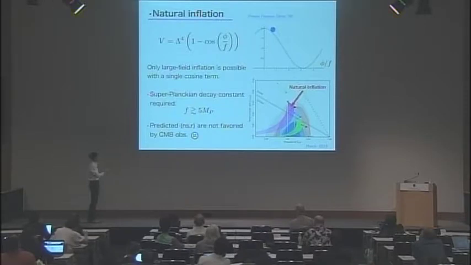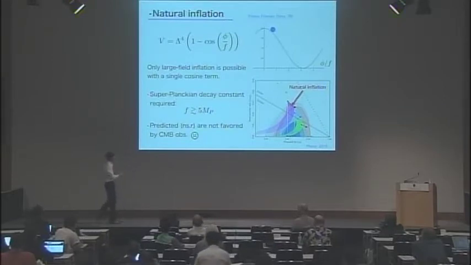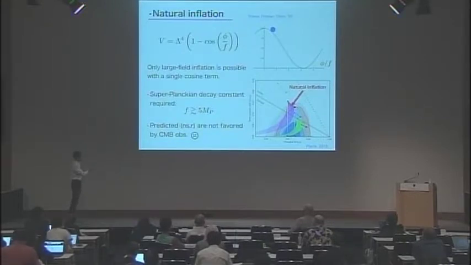And it is known that with a single cosine function, you can only have large field inflation, namely the inflaton excursion exceeds the Planck mass during the last 50 or 60 e-folds. And so for this, the decay constant f must be greater than about 5 times the Planck mass in order to be consistent with CMB observations. And there are a couple of arguments whether or not such a large super-Planckian decay constant can be derived from the UV theory, like string theory.